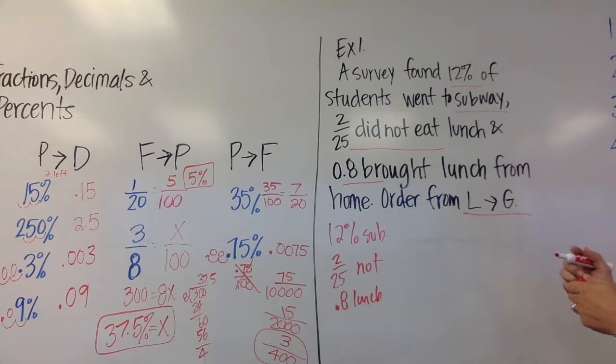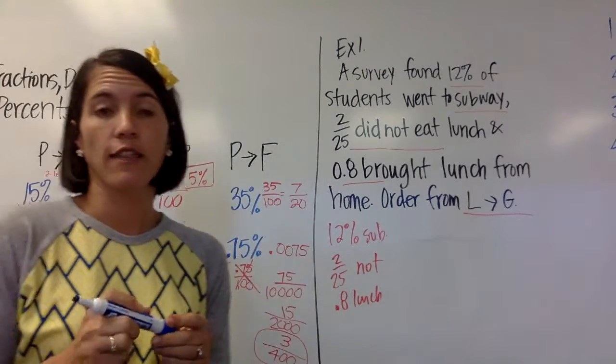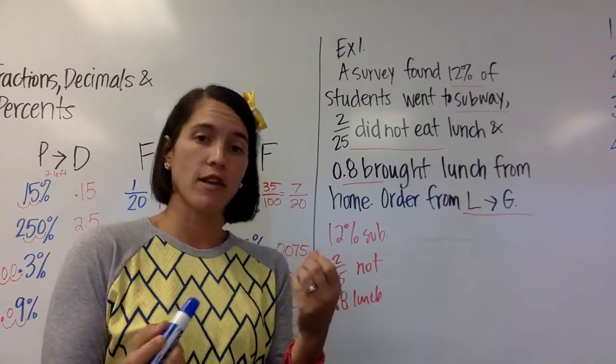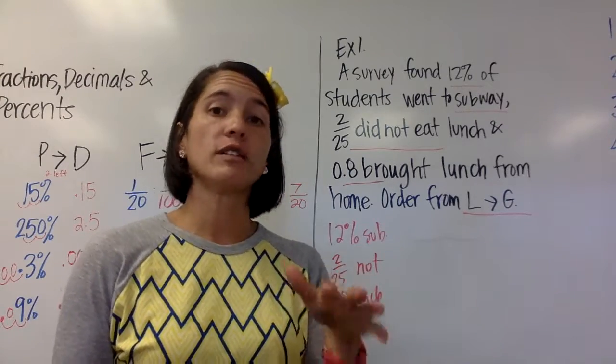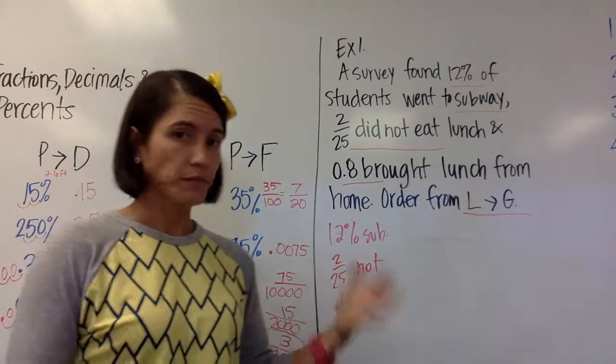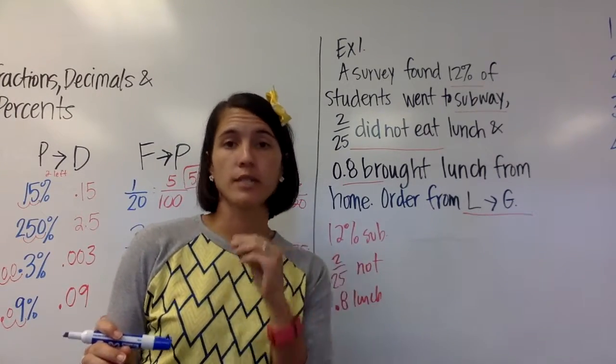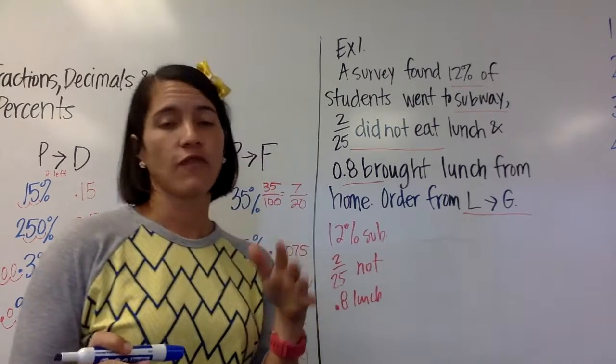So the question says, order from least to greatest. Now, if you want to order from least to greatest, you need to get them all in a form that you can compare them. I am not going to tell you if you need to convert them all to fractions, decimals, percents. You have one of each. So at this point, if you have a method, if you want to convert them all to decimals, convert them all to fractions, that is fine.